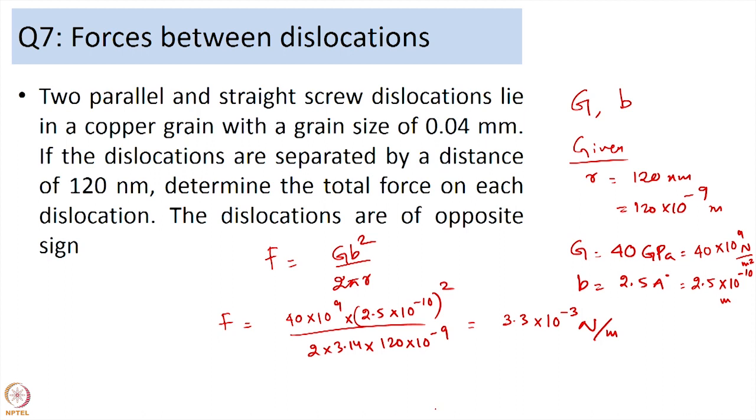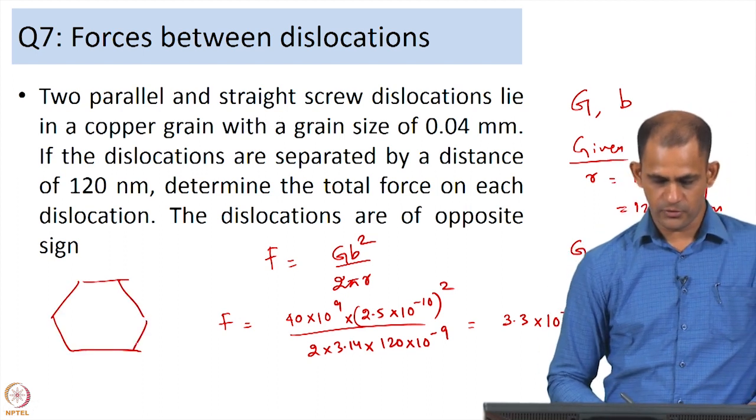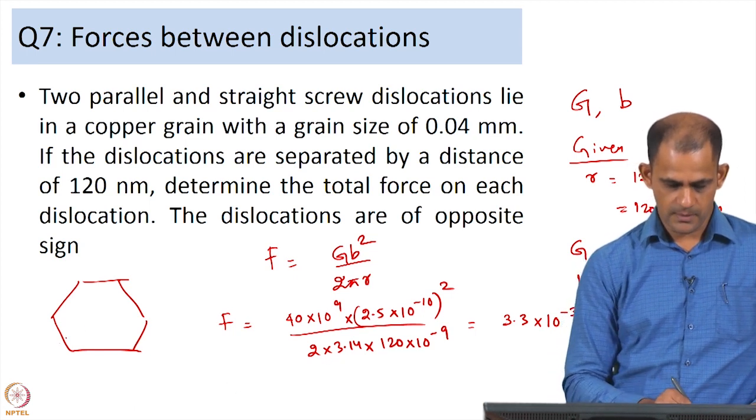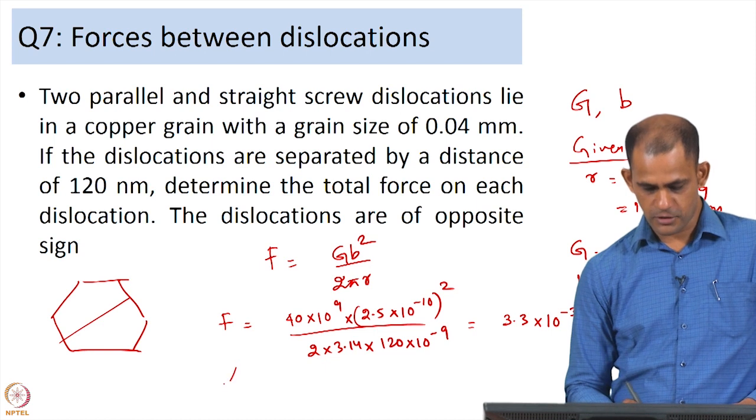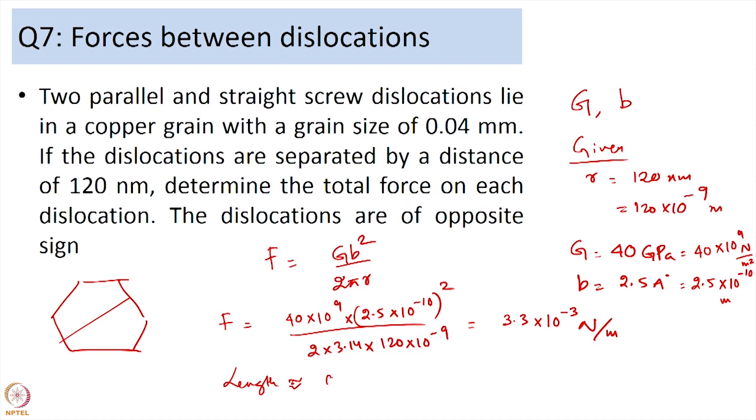Now, this is force per unit length, which is why the units are Newton per meter. But if you want to find the absolute force acting on the dislocation, we will have to make a small assumption and assume the length of the dislocation. Since the grain size of the material is around 0.04 millimeter, we can assume that the length of the dislocation can be approximately taken as 0.04 millimeter, that is 0.04 into 10 to the power minus 3 meter.